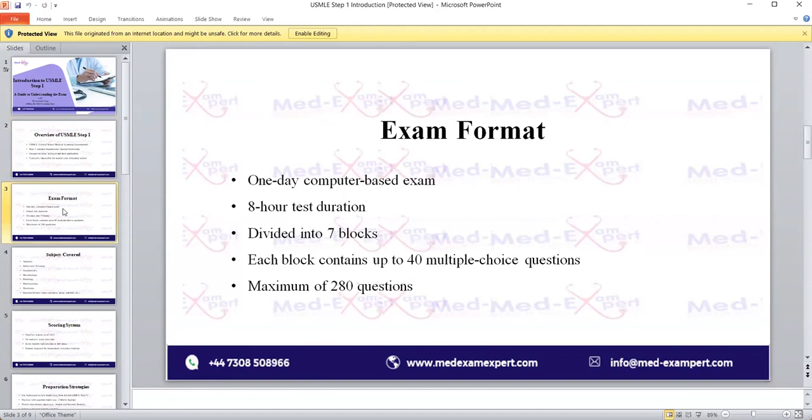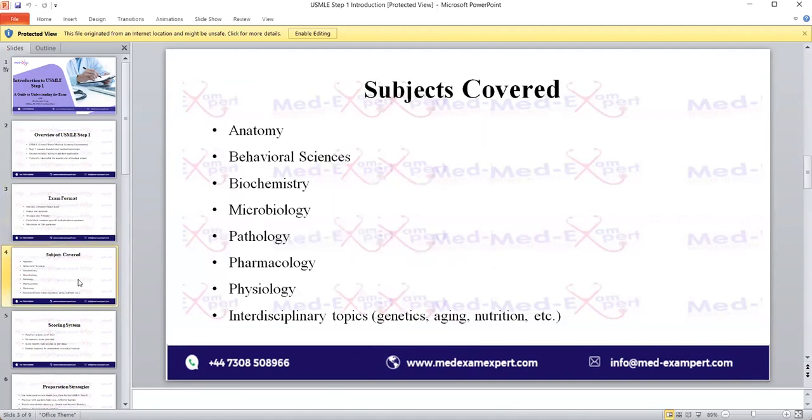All right, so it's a 1-day computerized exam. You pick your Prometric center, you go there. You sit in a cabin, which is, oh my God, extremely suffocating. Okay, it's an 8-hour test. It's divided into 7 blocks. Each block contains up to 40 multiple choice questions, a maximum of 280 questions. It's a pass and fail game. There's no scoring. So, I mean, it's convenient now as compared to the previous USMLE structure, which was scored.